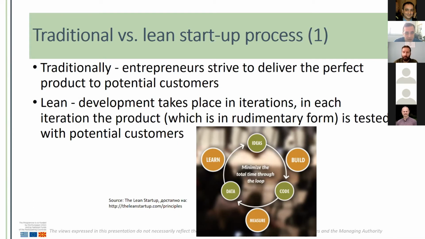So that's the traditional way. The entrepreneurs strive to deliver the perfect product to the potential customer. So you have to have it right the first time, and that's really difficult because it's a skill. It's not only a skill. It's a gift. Sometimes you do it, sometimes you don't. But with lean development, it takes place in iterations. So each iteration of the project is tested with potential customers.